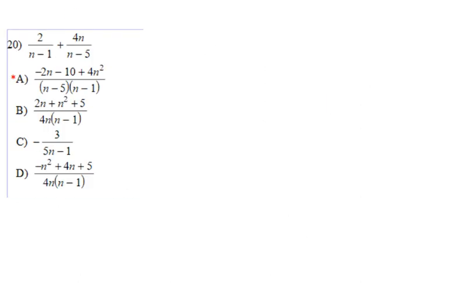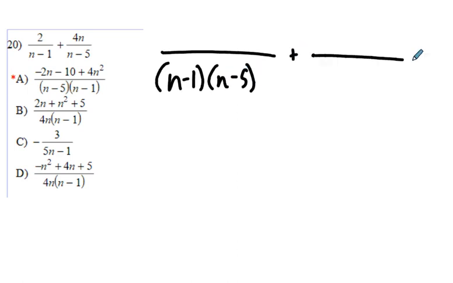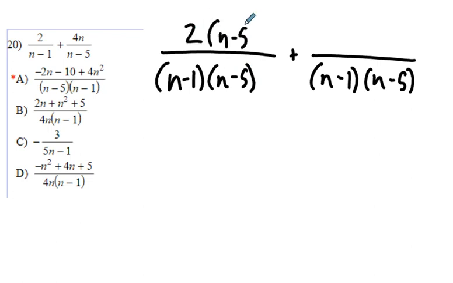20. How do I add fractions? I need a common denominator. So to make a common denominator, my common denominator is going to have to be n minus 1 and n minus 5. So I need that on each side. That's what each one is missing from the other one. So that means on the left side I need to multiply by n minus 5 on top and bottom. Over here on the right side I need to multiply by n minus 1 on top and bottom.